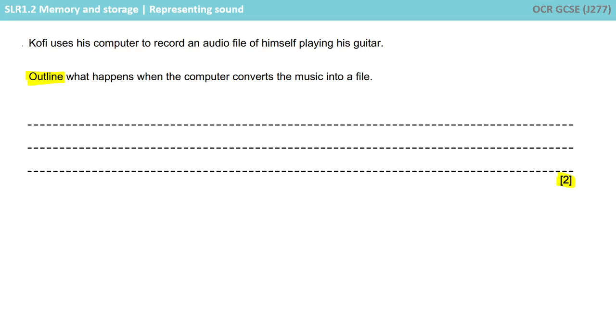Well, this is all about sampling. So what can we say here? What happens to the computer? The sound from the guitar, and that's actually the sound wave, is sampled.